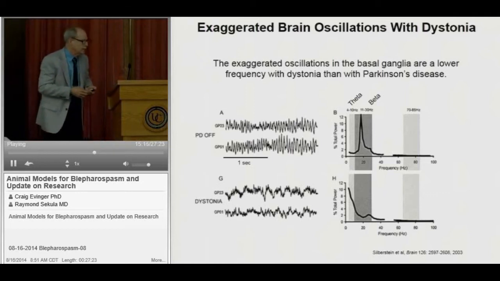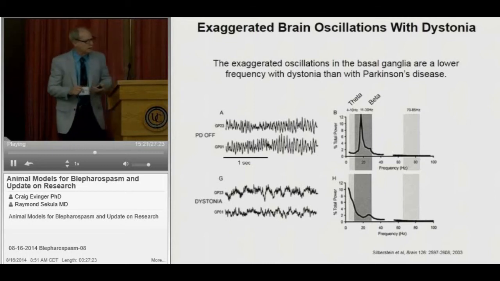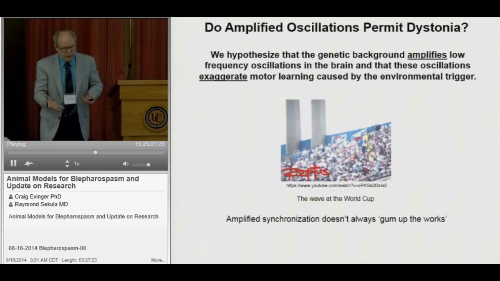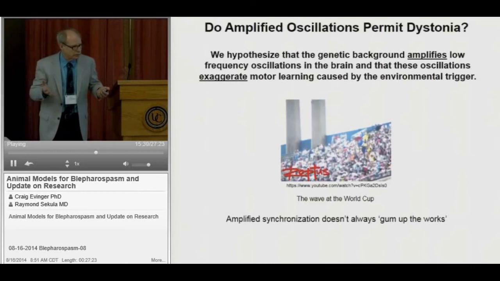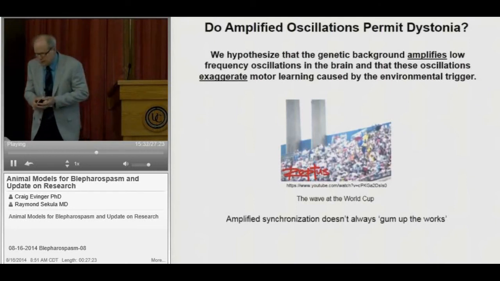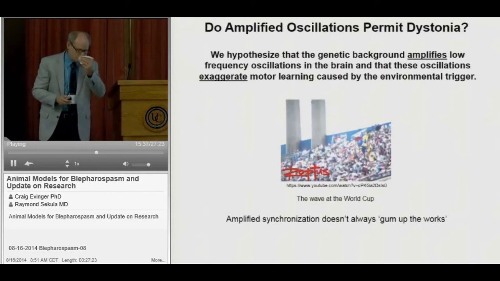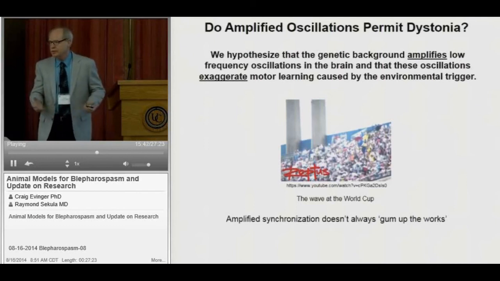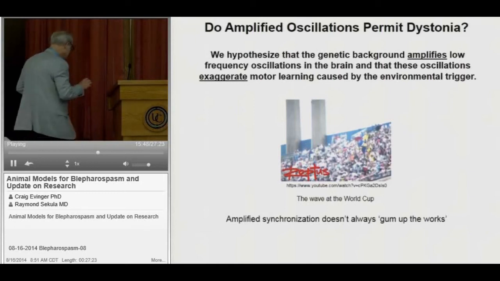All right. What I've been arguing is that the genetic background amplifies these low frequencies, these ones less than around 7 times per second, as you see in dystonia, and exaggerates motor learning. And you're saying, wait a minute, you just told me that synchronized oscillations gum up the works. So synchronization can't be good. Synchronization is not entirely bad.